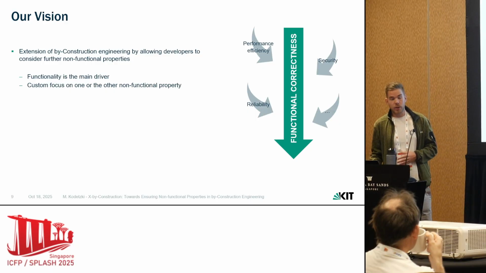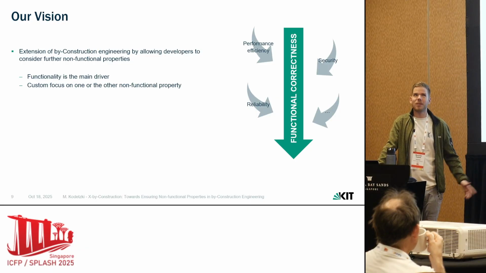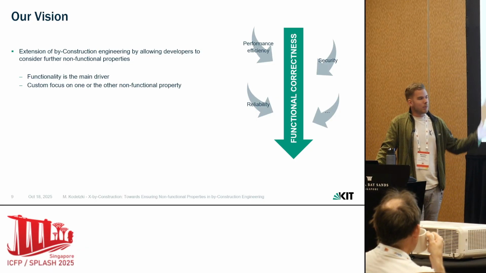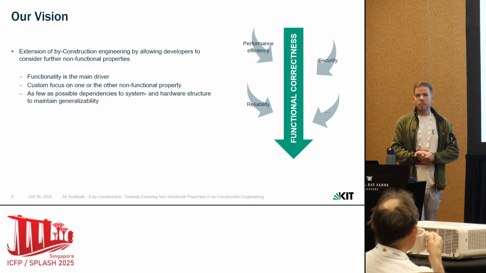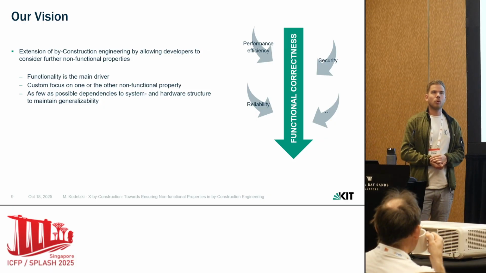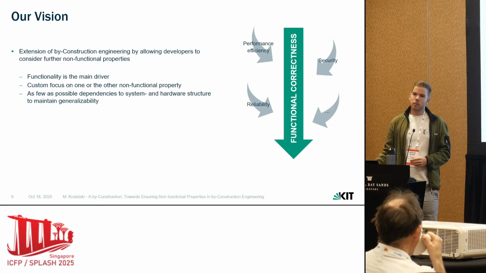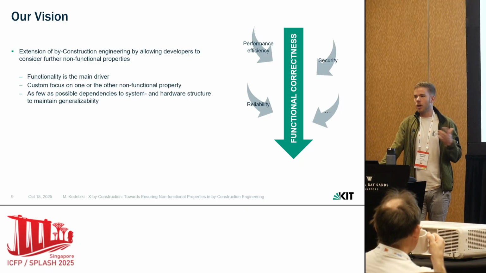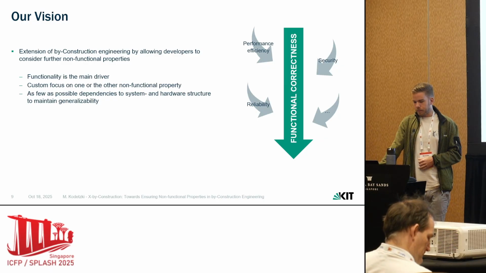Maybe you have a program where you say, okay, that needs to be fast, but I don't care about security. I don't know if that's clever, but anyway, you should be able to set that focus. Also, we want to maintain abstraction as much as possible. So we want to have as few dependencies as possible to the remaining structure of our system and also the hardware that our program might run on later on.